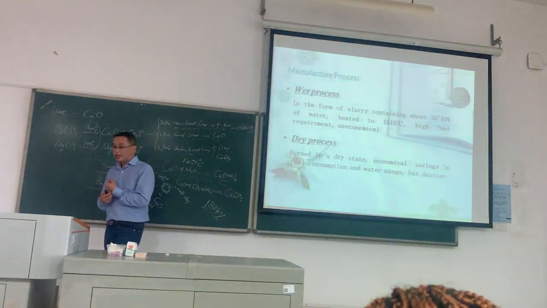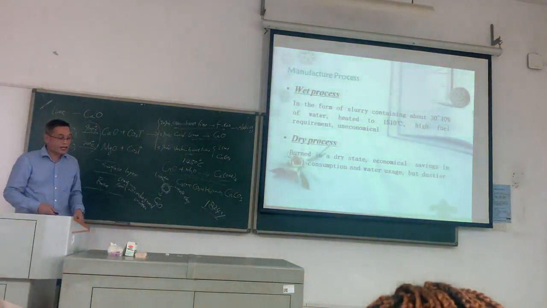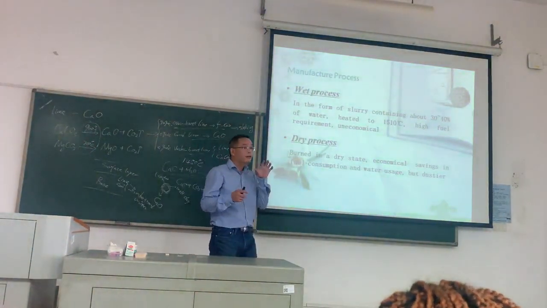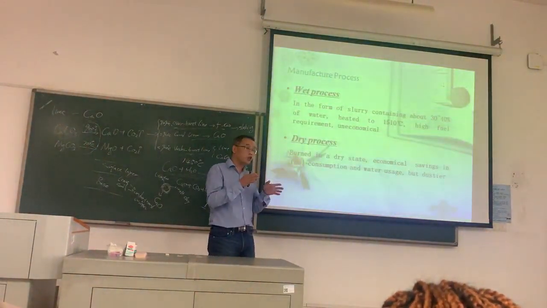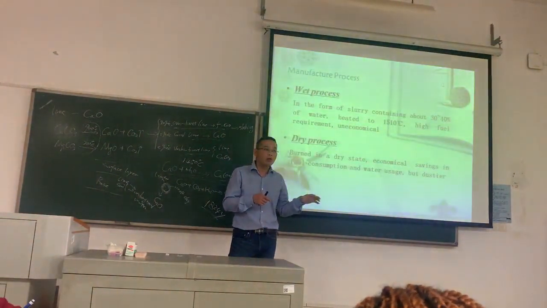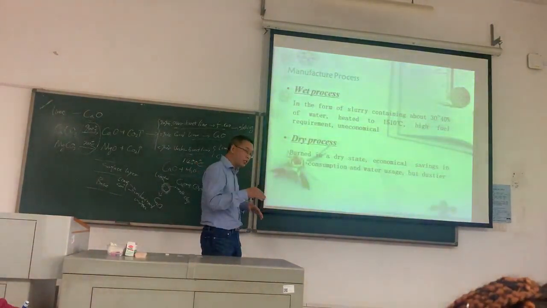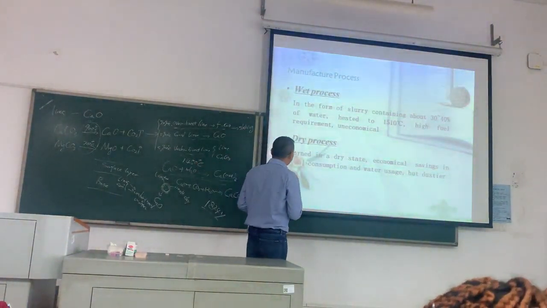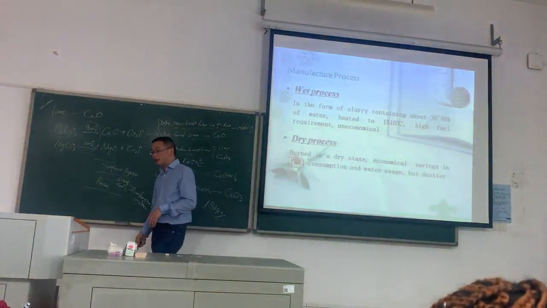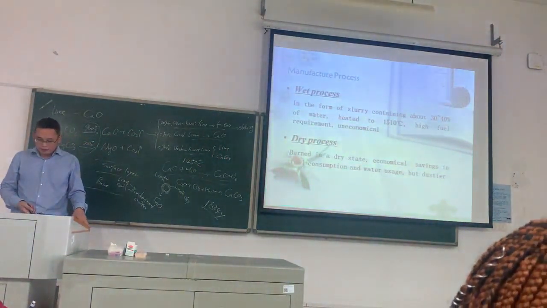Maybe there are two kinds of manufacturing process. The first one is the wet process. It means if you add some water into the raw materials, in the form of slurry, this is called the wet process. If you did not add water, it is the dry process. These are the different kinds of process, wet process and dry process.